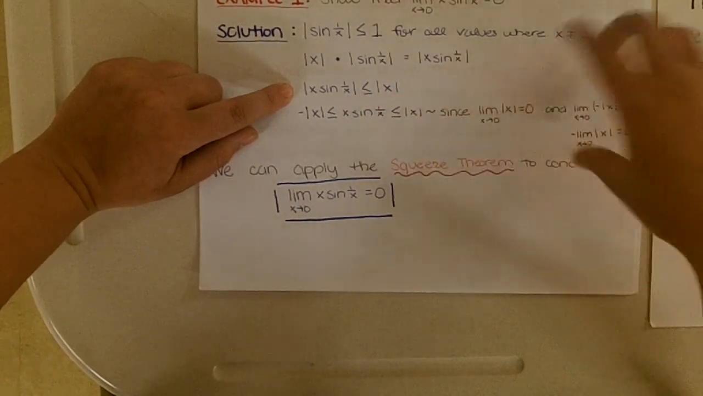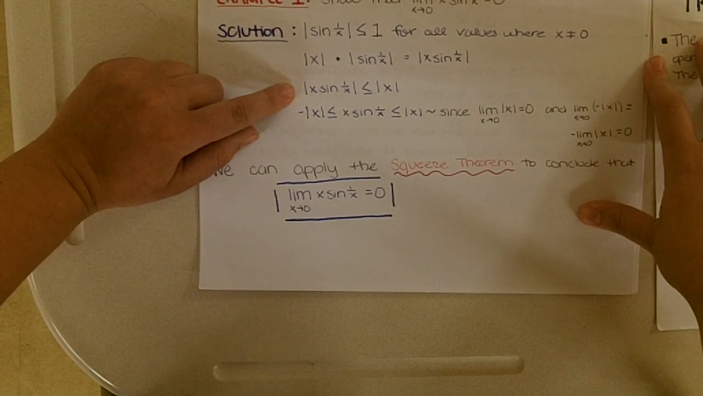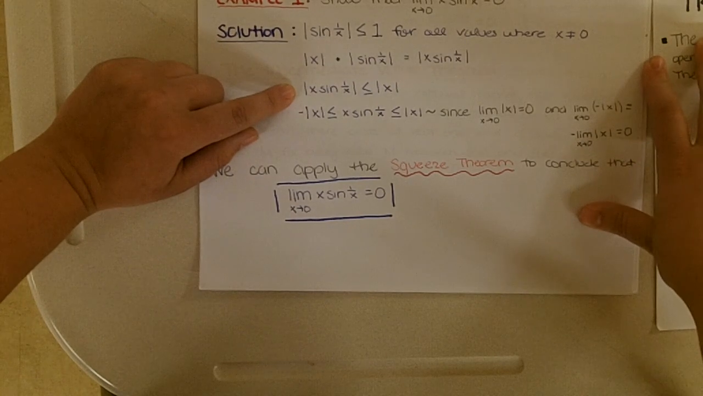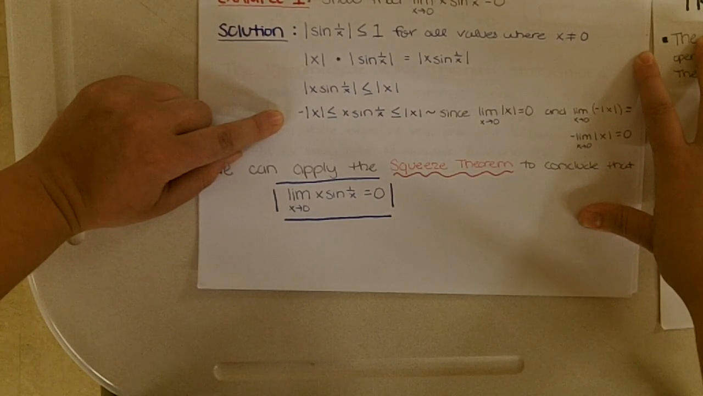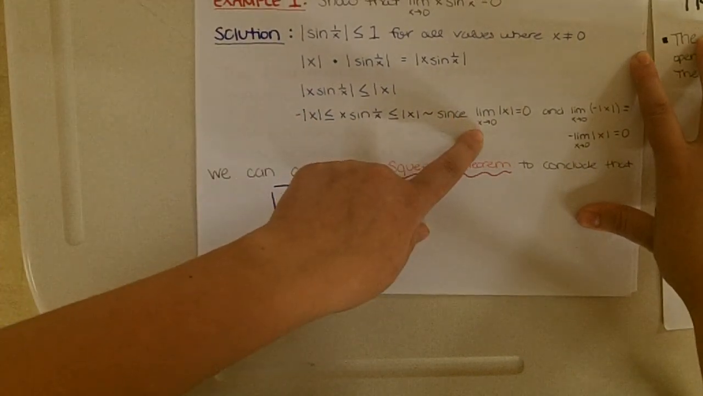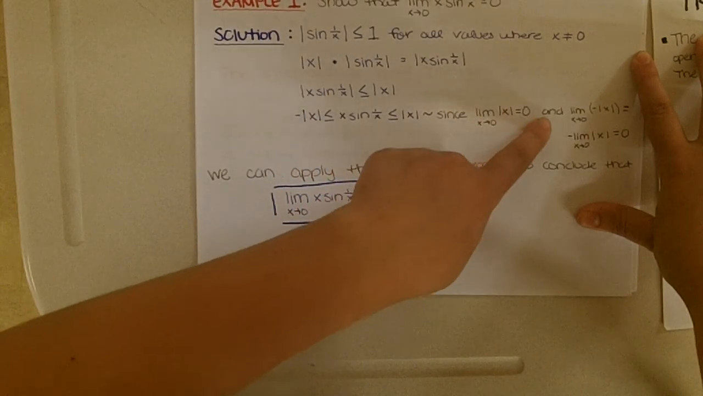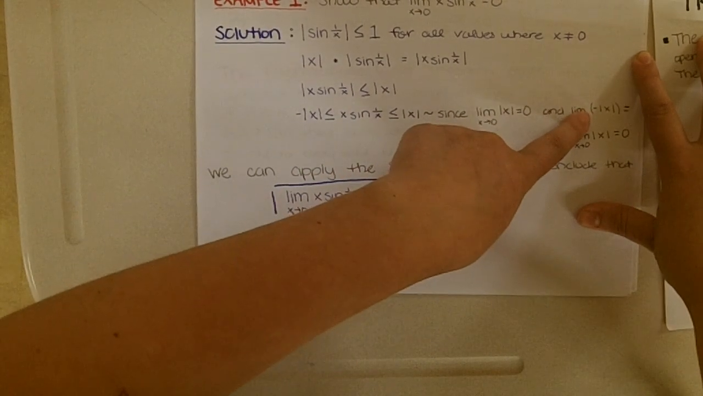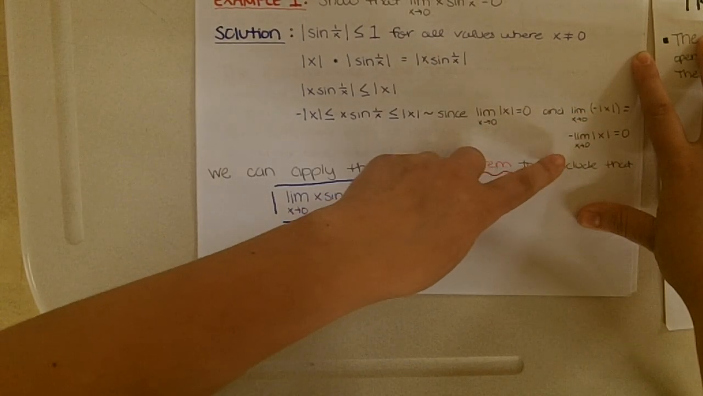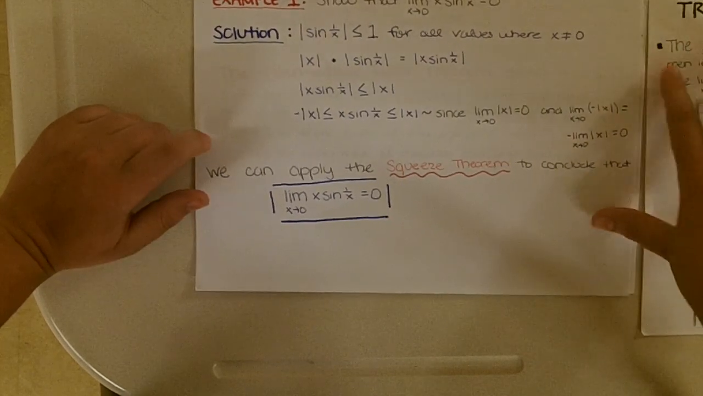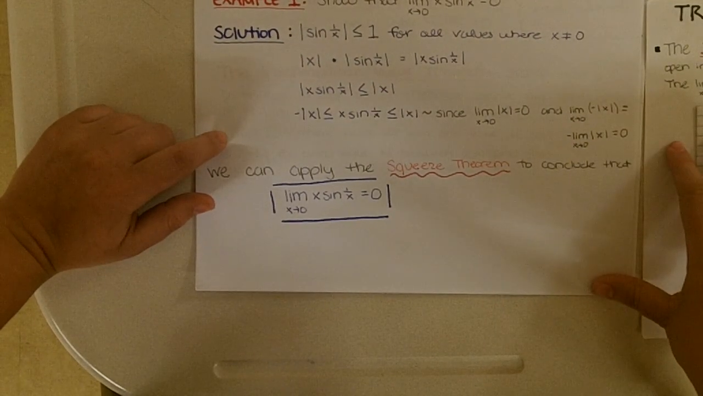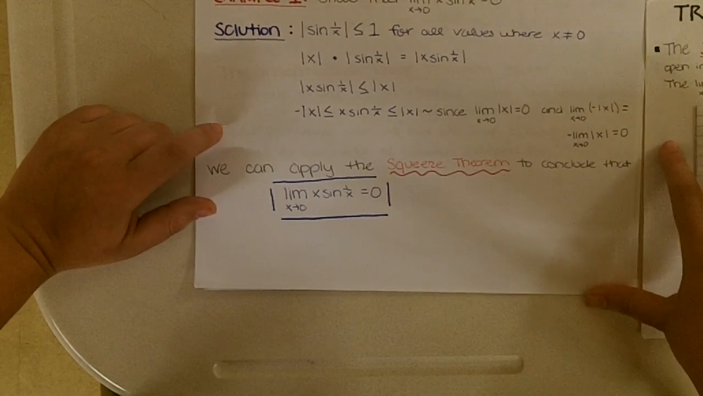And the absolute value of x sine 1 over x is less than or equal to the absolute value of x. This means that the negative absolute value of x is less than or equal to x sine 1 over x, which is less than or equal to the absolute value of x, since the limit as x approaches 0 of the absolute value of x and the limit as x approaches 0 of the negative absolute value of x equals 0. Therefore, we can apply the Squeeze Theorem to conclude that the limit as x approaches 0 of x sine 1 over x equals 0.